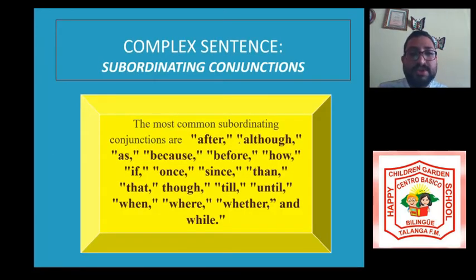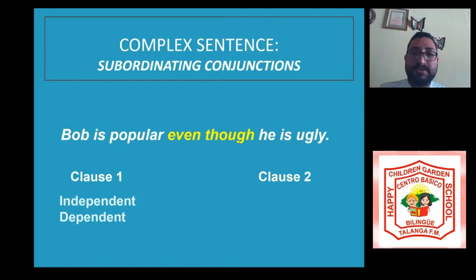Most of the common subordinate conjunctions are after, although, as, because, before, how, if, once, since, than, that, till, until, when, where, whether, and while. So, you can look for them in your book. You have some other examples, okay?